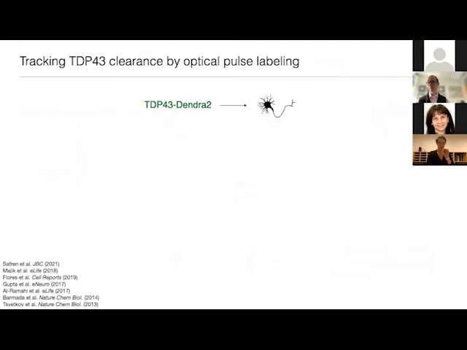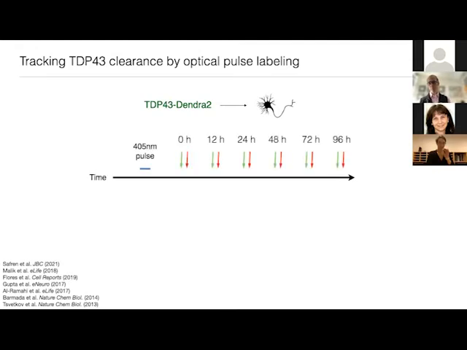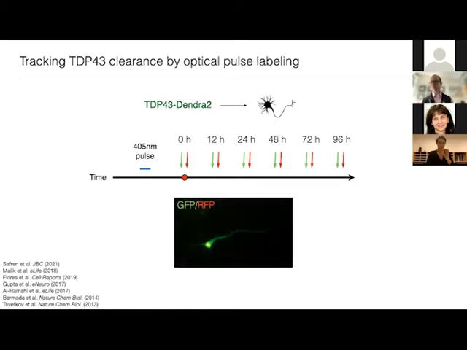I can go through a layout of how we adapted this. Typically we'll use a fusion of Dendra2 with our protein, in this case, TDP43. And then we express this in any cell type, in this case, primary neurons. Then we pulse with a blue light, which converts a portion of that protein to red. Then we image it, and we turn the blue light off, so we're not making any more of that red protein. And then we image in the red and the green channels at regular intervals of time.